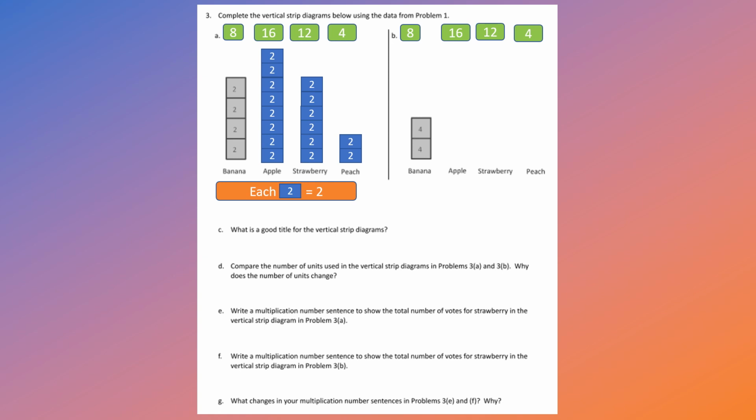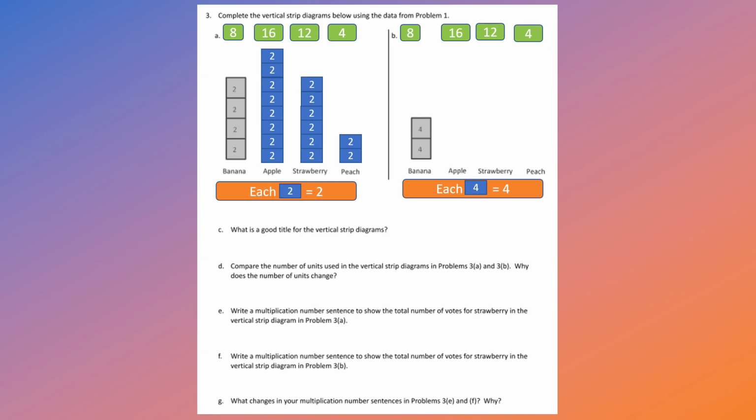Now we're representing the exact same numbers, but the only difference is instead of using units of 2, we're using units of 4. So I'm going to create another key down here. That key is just going to say that each square with a 4 in it represents or is equal to 4. Now notice banana's already done for us. And we count by 4, so we get to 8. So that's 4, 8. And that means we're going to do the same thing for each of the fruits.